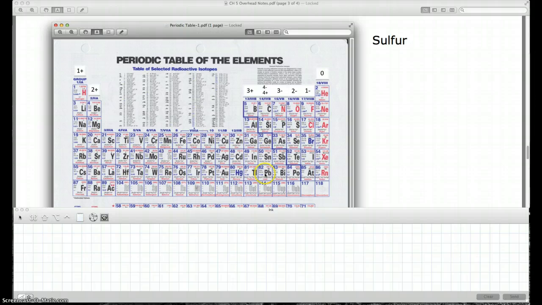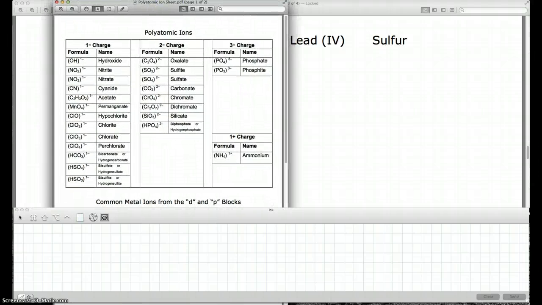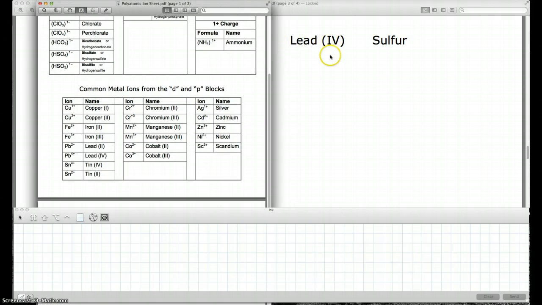We could have lead that's a positive 4 charge, which makes sense because it's in the +4, -4 column. But lead can actually also be a +2. Now, I don't expect you to memorize that and know which ones are which, so again, the polyatomic ion sheet. But this time at the bottom, there we go. If you look at the bottom of your polyatomic ion sheet, I have a bunch of D and P block metals, and I tell you the charge on them. And in this case, I gave you the name, lead-4. This actually makes it easier.